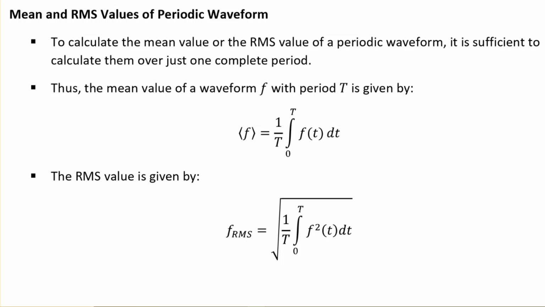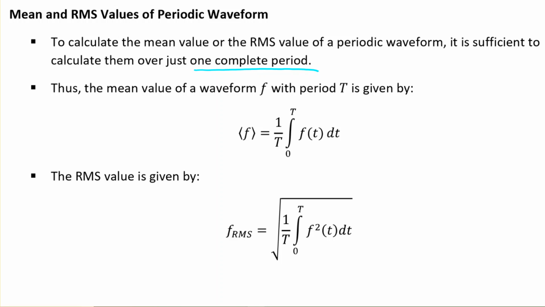Alright, so mean and RMS values of periodic waveform. So what is a periodic waveform? A periodic waveform is a function that exactly repeats itself after a period of time T. So if we want to calculate mean value or RMS value of a periodic waveform, it is sufficient to calculate them over just one complete period.